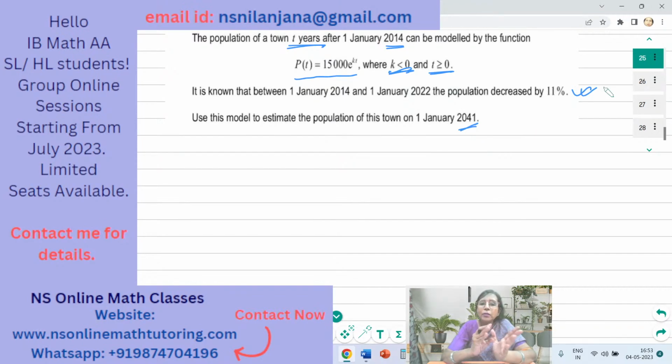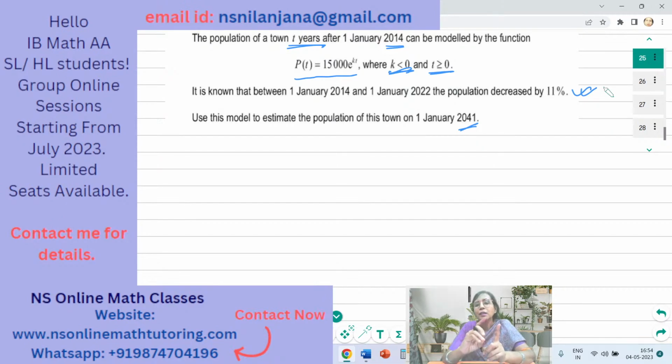It is known that between 1st January 2014 and 1st January 2022, how many years? 14, 15, 16, 17, 18, 19, 20, 21. Complete 8 years, because 1st January 2022 is the first day of the New Year 2022, so we will not be taking that. We are taking 8 full years.